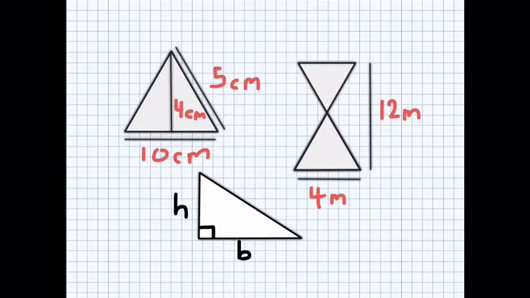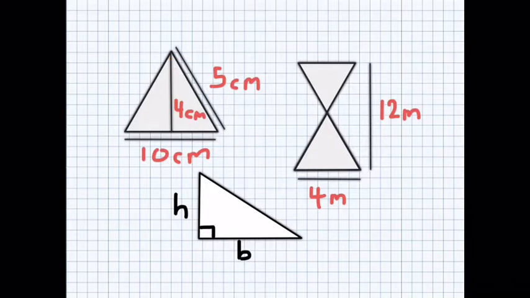Well, in this case, we always have the base, which in this case is the 10 centimeters, and we have the height. Now, you might have seen a question which asks you which one is the height. Well, the height is not the hypotenuse here, which is the 5 centimeters. The height is usually from the base in the side to the very tip there, in which case here the height is 4 centimeters.